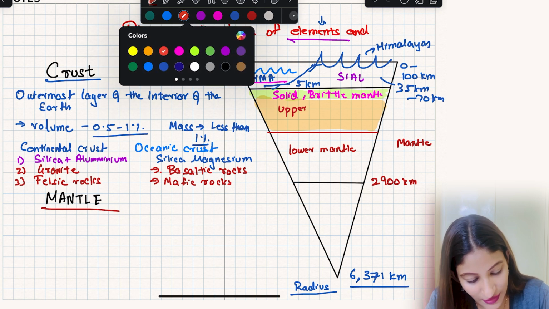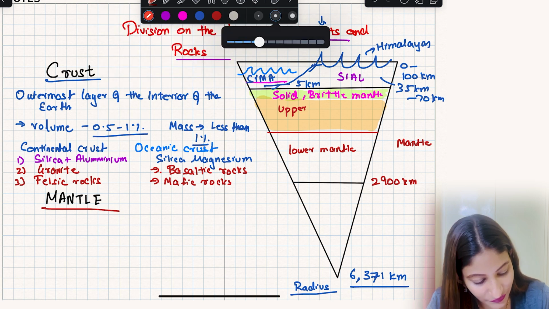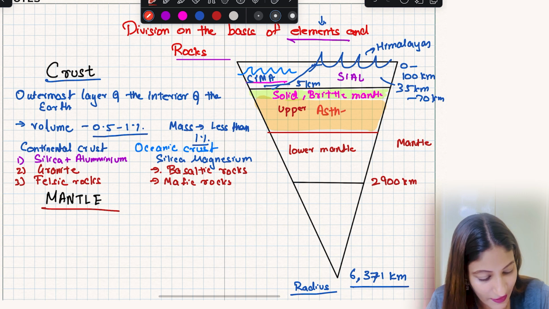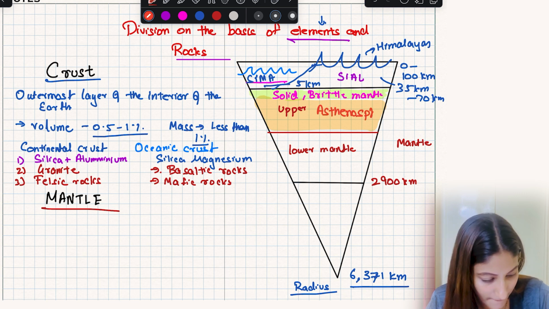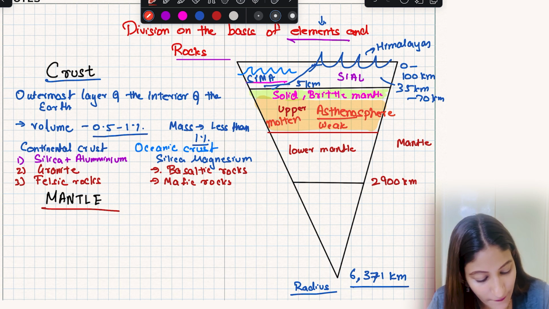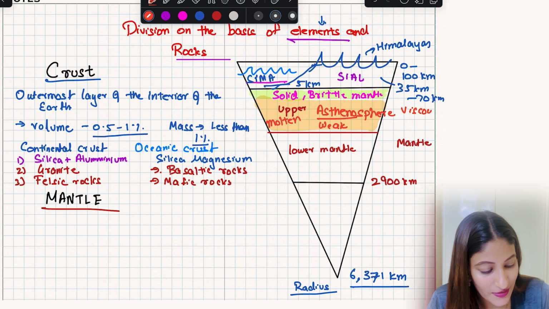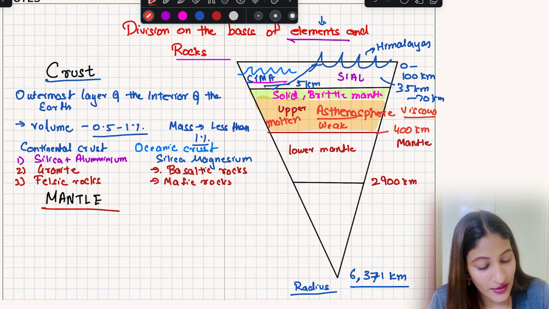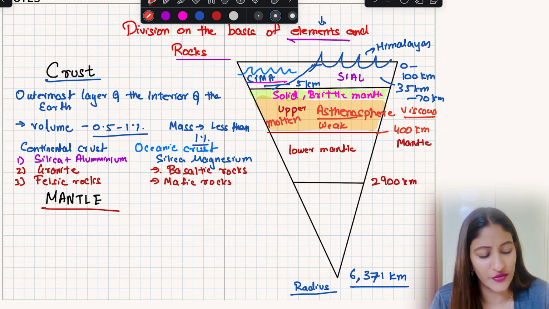However, this interestingly is a very weak layer, the asthenosphere. Asthenosphere actually comes from a Greek word, astheno. Astheno means weak. That means it is molten. It is viscous. And it could be found from the surface of the earth up to 400 kilometers. Like between 200 to 400 kilometers, it is generally found. Alright, we can say 200 to 400 kilometers.